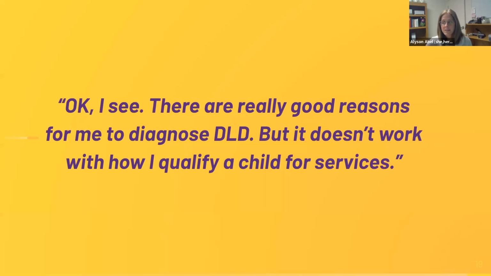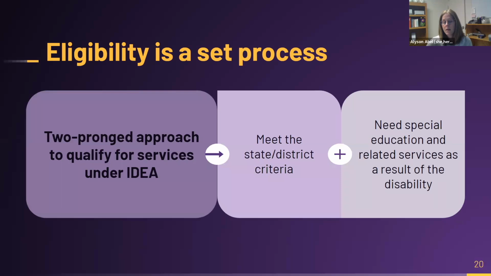Now that you know how DLD is defined, what do you do with that information when you're practicing? Qualifying a child for services under IDEA and diagnosing a child with DLD can co-occur. To qualify for services, the child has to meet state district criteria, which are out of your hands, and show a need for services as a result of the disability. Similarly, outside of the school setting, there are criteria that have to be met when working with insurance companies, so the speech and language services can be provided. So, to a certain extent, eligibility is a set process.